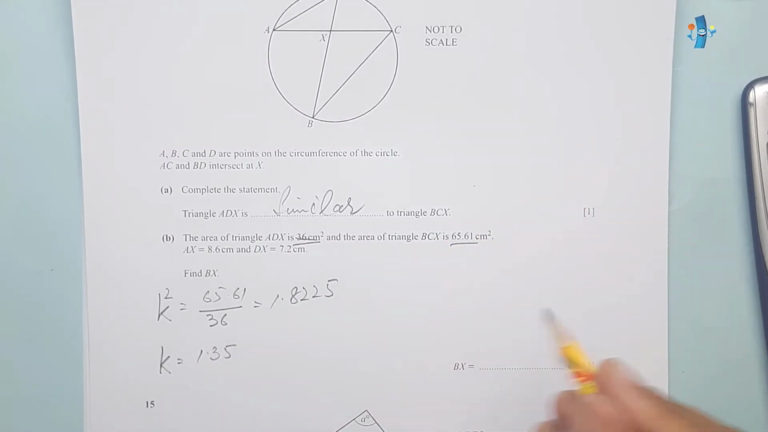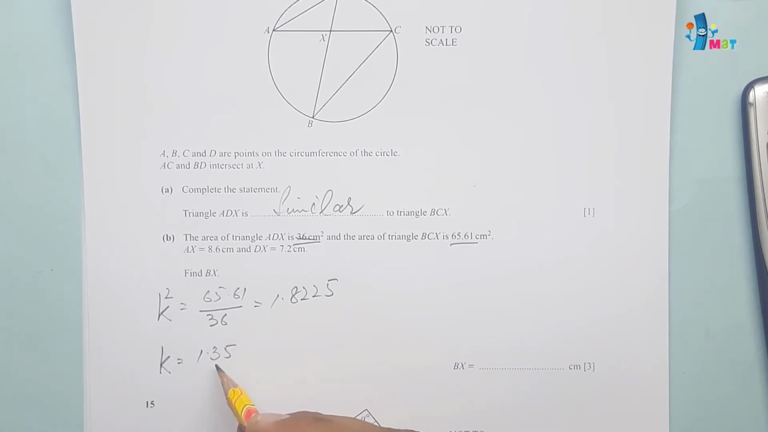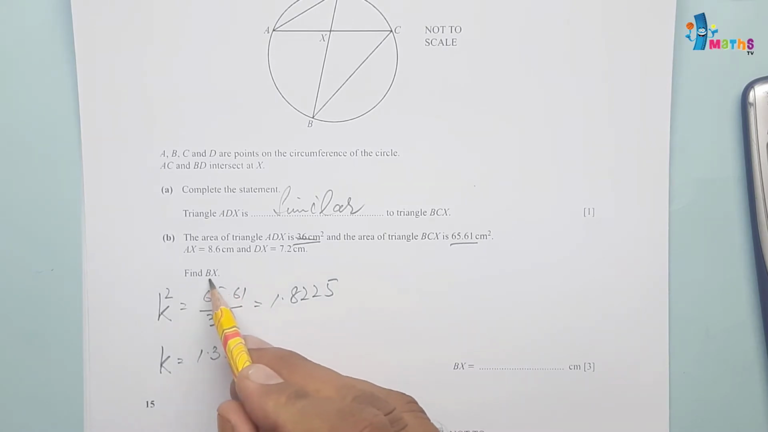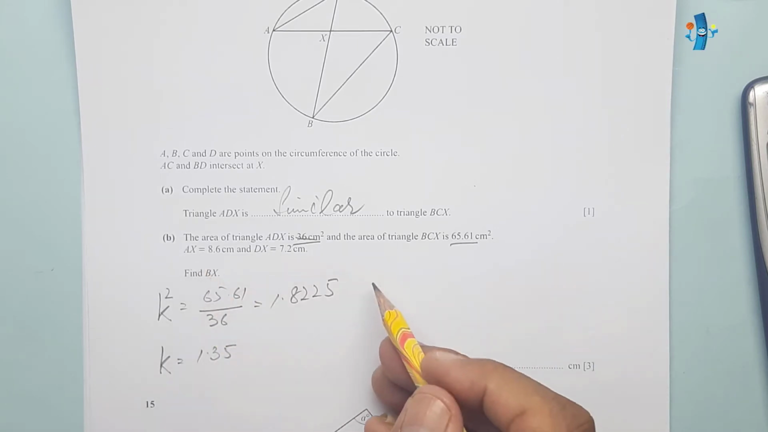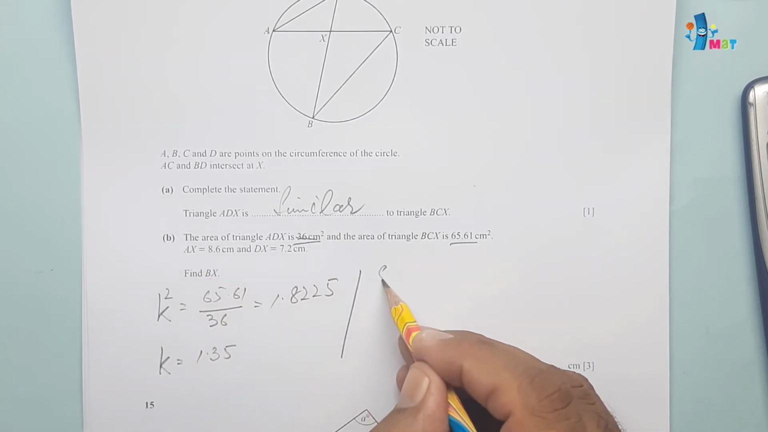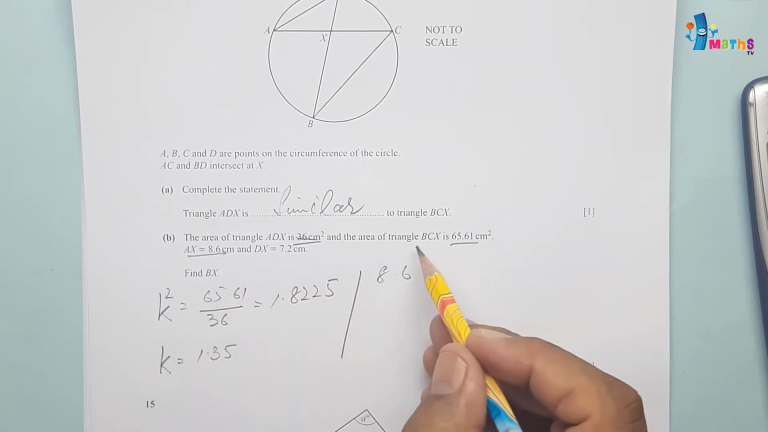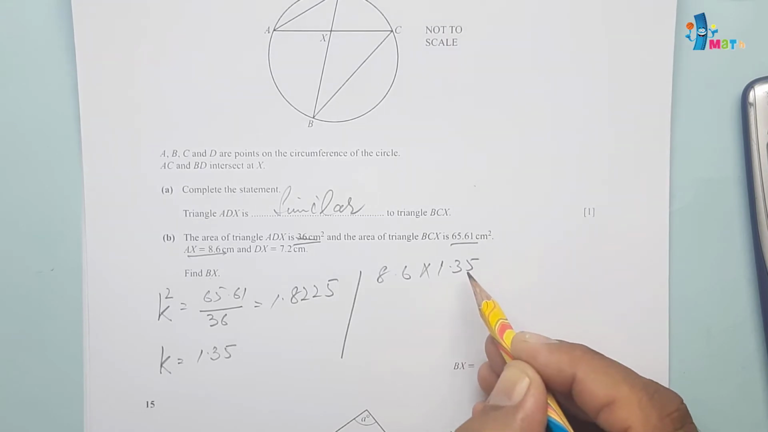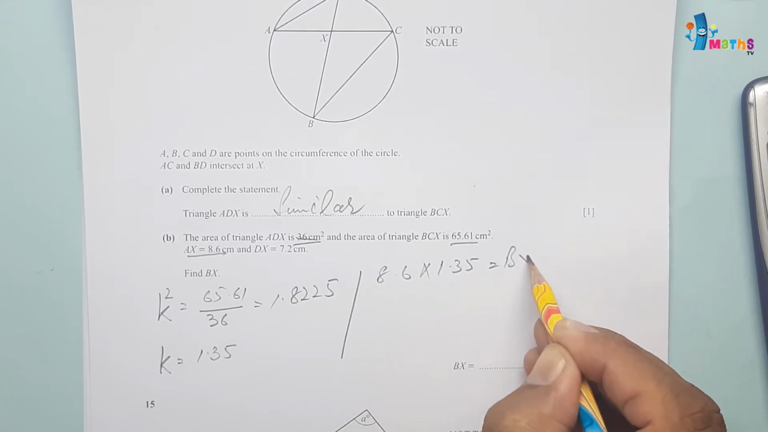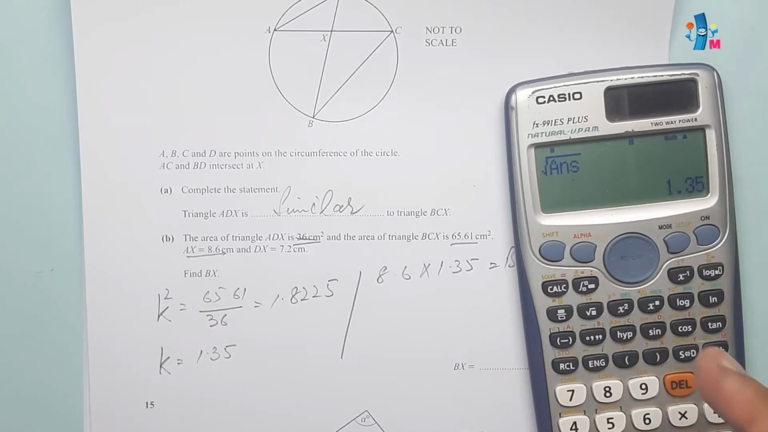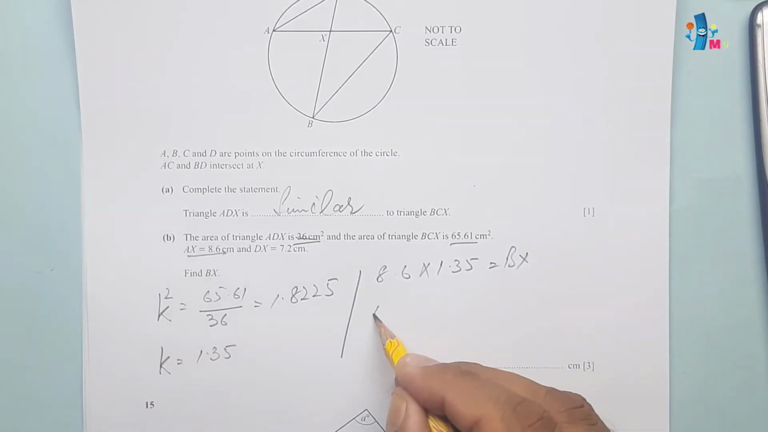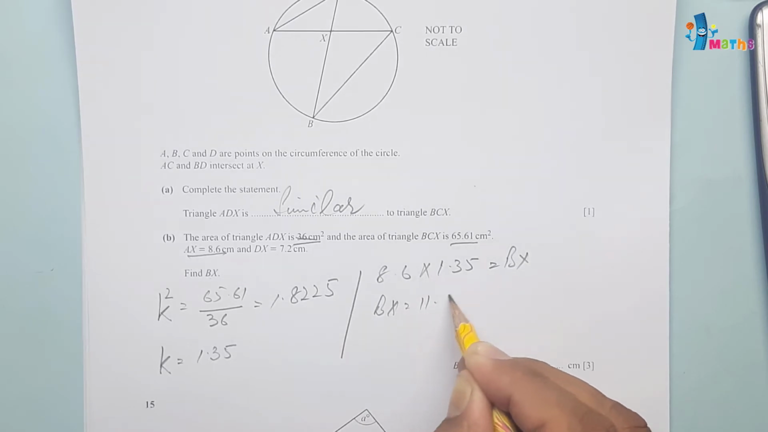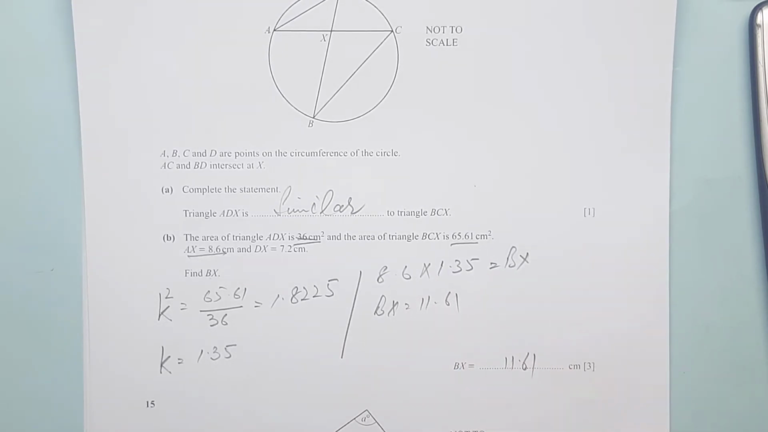Now we will use this value of K to find BX. 8.6, which is given and is AX, will be multiplied by 1.35 and this will be equal to BX. So we multiply 1.35 by 8.6, which is equal to 11.61. So BX will be equal to 11.61. 11.61 will be our answer.